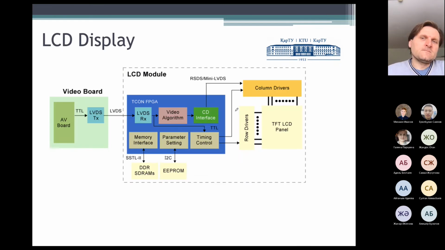A few years ago, I had a problem with one type of LCD module, so I started to think about how it works. The LCD module is the flat TV set or module. For example, we have HD. I don't remember the resolution. It's about 1 million.